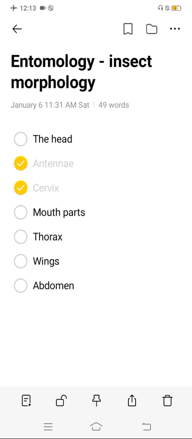These muscles swing the hypopharynx forwards and backwards within the preoral cavity. That is about hypopharyngeal sclerites.